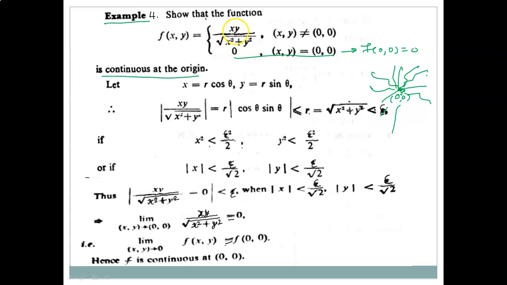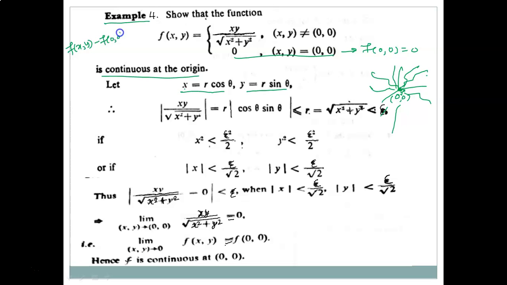But how to prove the continuity in general according to our epsilon-delta definition? So here we are considering the methodology of converting the Cartesian variables to polar variables, into polar coordinates. You see, suppose the value of the function here is given to be 0 at (0,0). Now let's look back to our definition of continuity. What should happen?